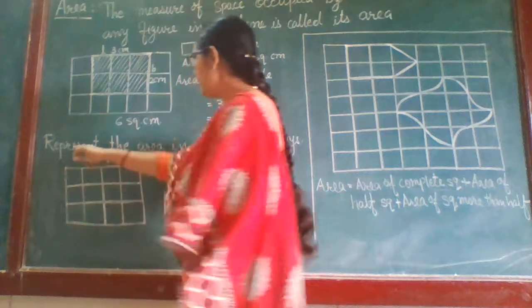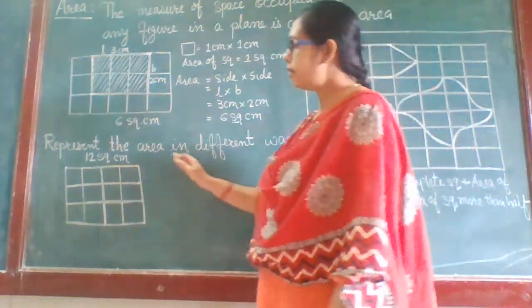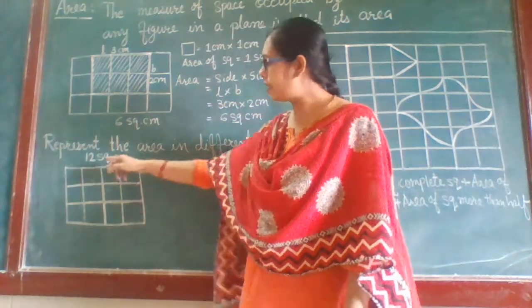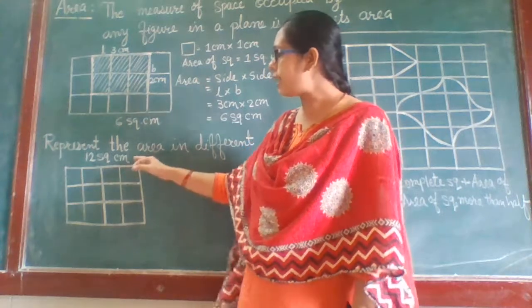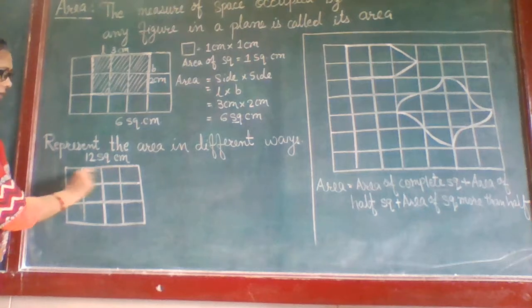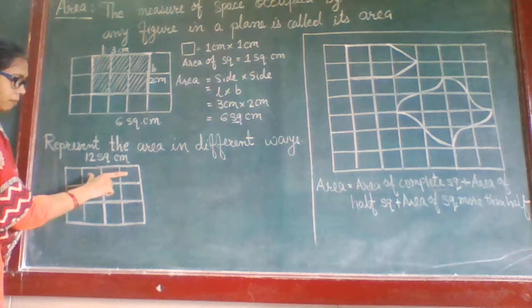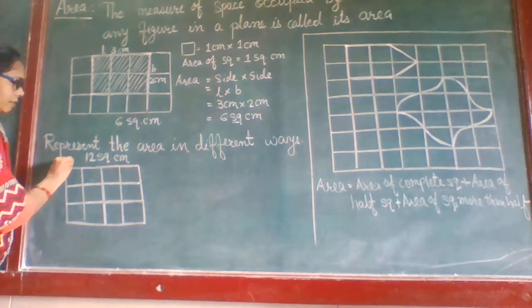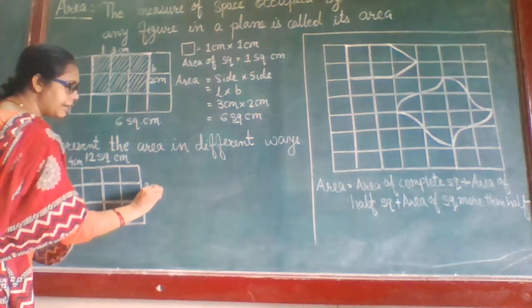Now we see how to represent the area in different ways. So here the area is given to us for this figure. It is 12 square centimeter. How is it 12 square centimeter? See here. How many boxes are occupied? 1, 2, 3, 4. Here 4 boxes. How many times? 1, 2 and 3 times. So this one is 4 centimeter and this one is 3 centimeter.